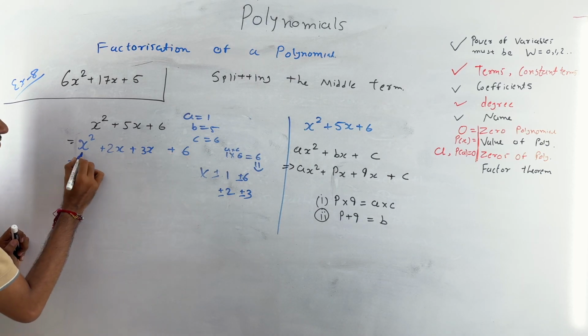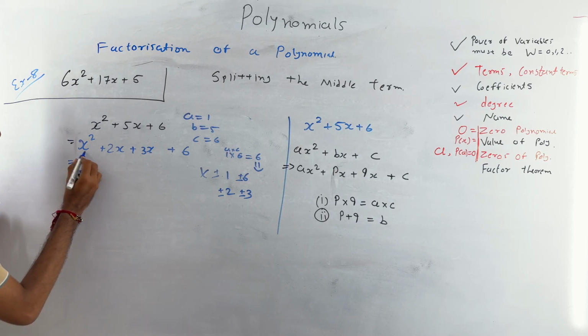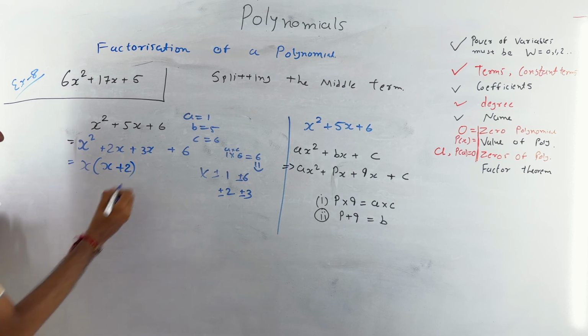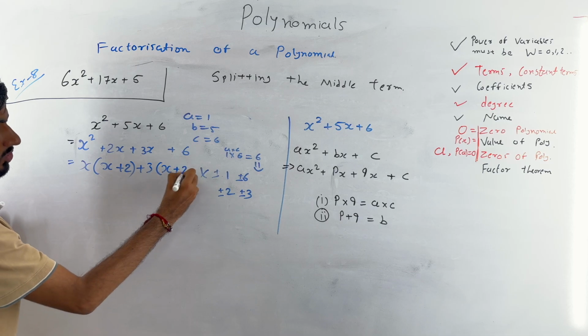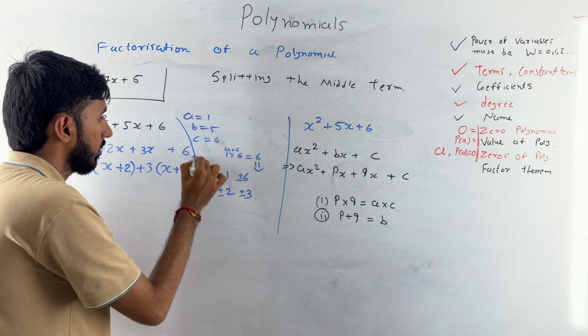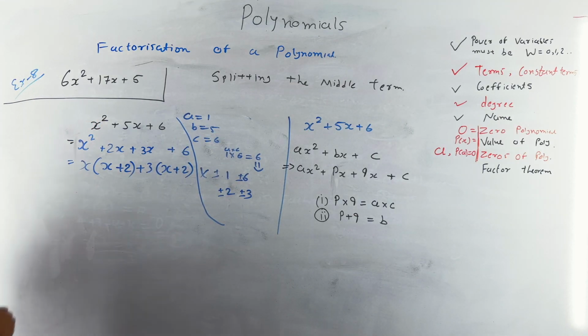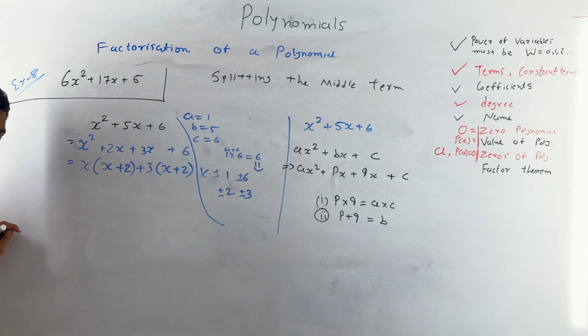Now your second step will be to find common terms between the first two. I have x common, so in the bracket I can write x plus 2 here. Now for the last two I have 3 common, so I have x plus 2. You don't have to mention all these in your question, right? You can do it in your rough page. So I have x multiply x plus 2 plus 3 multiply x plus 2.